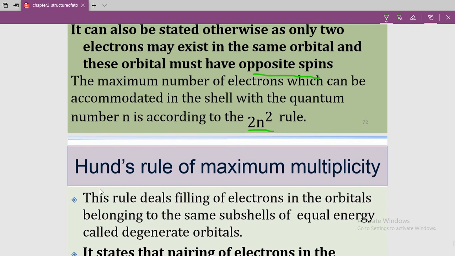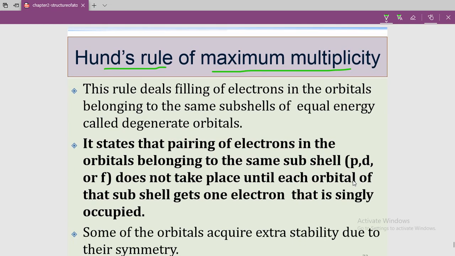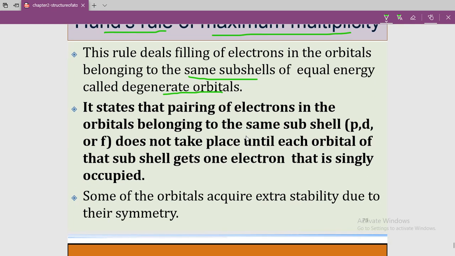Next one is Hund's rule, Hund's rule of maximum multiplicity. According to this rule, orbitals belonging to the same shell and same energy level are called degenerate orbitals, and the filling of electrons is such that a single electron will be filled first in each orbital. If all orbitals of the same energy level are occupied by one electron, then the next electron will be paired.